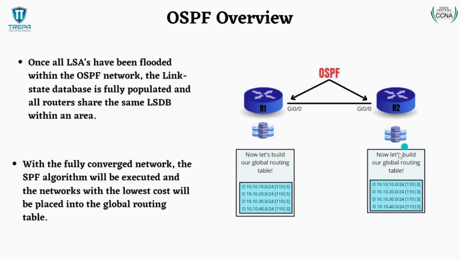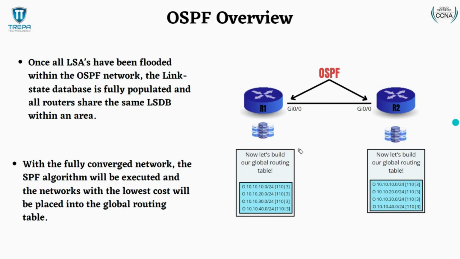So once those databases are synchronized and all the LSAs have been flooded within that OSPF network, the link state database is fully populated, and all those routers are going to share that same link state database within an area. And we're going to get into this more when we do the demonstration in the labs, what we mean by within an area, right? Because OSPF can have multi-areas, and it always has that backbone area. We call this full convergence, right? So the network has fully converged when all the link state databases are the same.